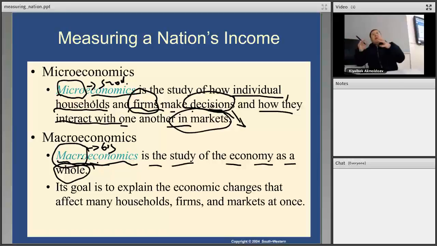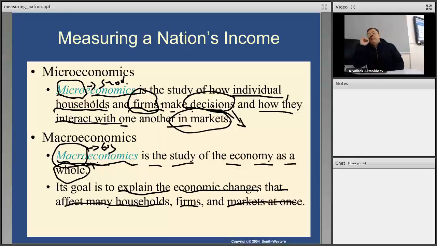So buyers and sellers, like aggregate supply and aggregate demand. Not only one market, but the production of all goods and services in the country, in one country or in one region or in one big regional integrated group of countries. So macroeconomics studies the economy as a whole. Its goal is to explain the economic changes that affect many households, firms, and markets at once.